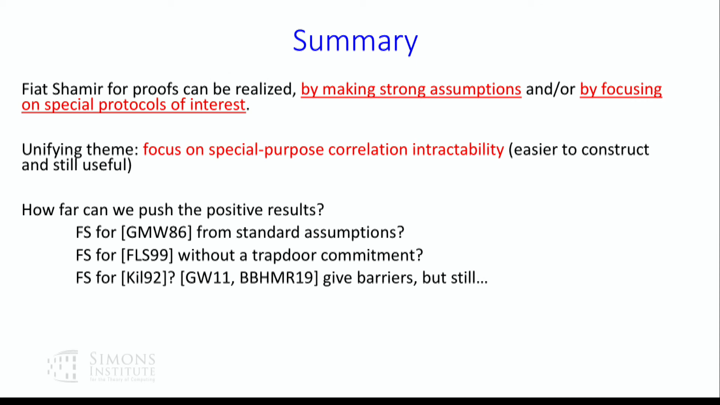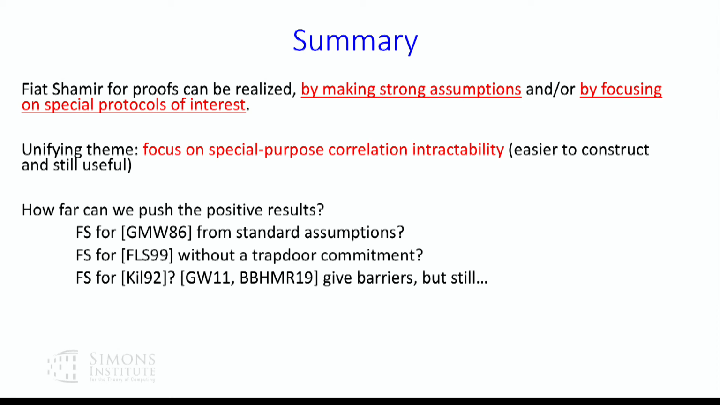Of course, the million-dollar question is doing Fiat-Shamir for Kilian. This seems way harder. It's not even a proof. So it definitely doesn't fall into this framework. But I think that there's still a good chance that some of the ideas from this line of work can be used to say something about the case of Kilian. I guess, again, this work on Fiat-Shamir for Kilian already said a little bit about it. I think that there's a lot to say.